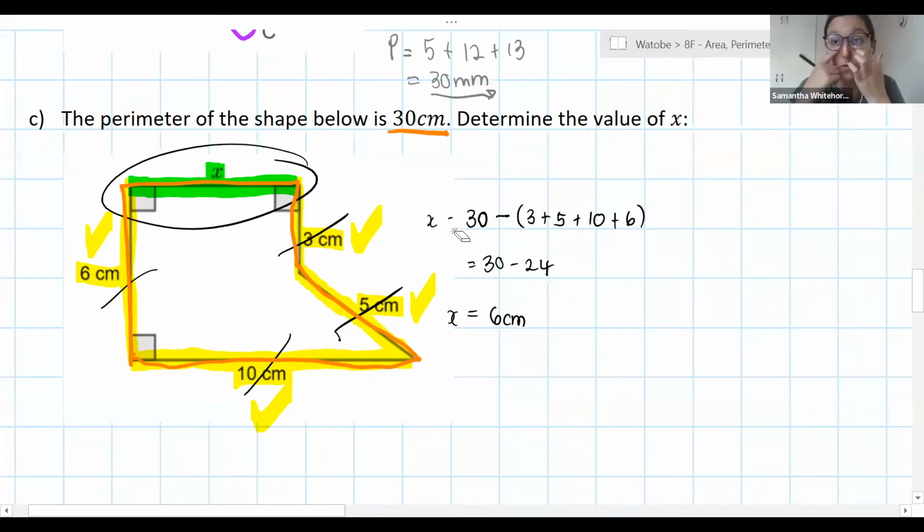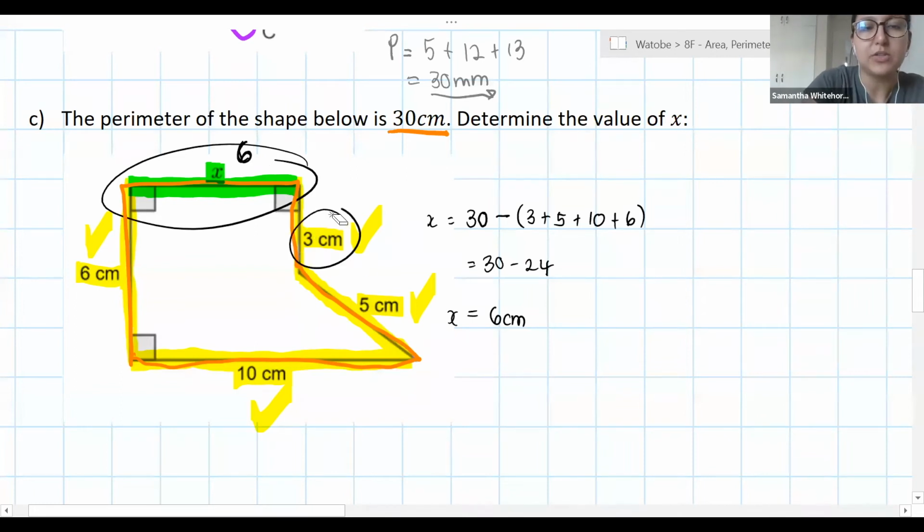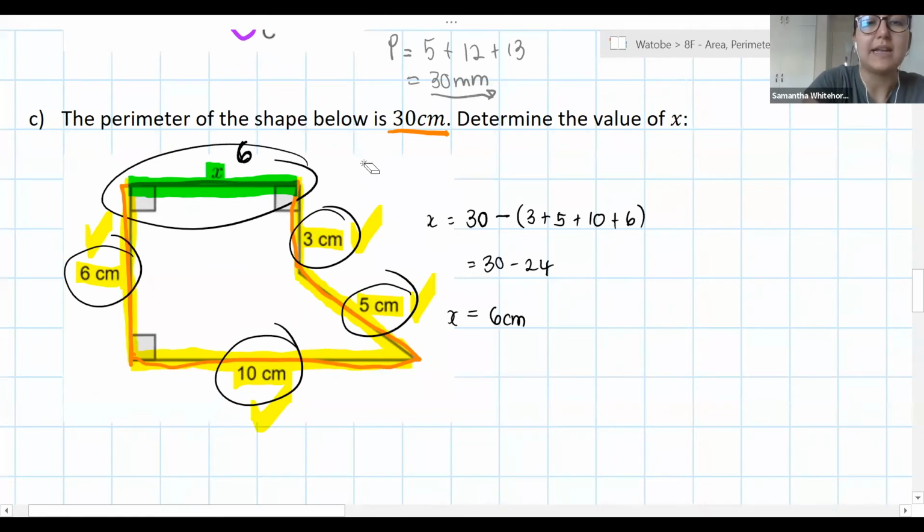So if we take off all of the lengths that we know make up my perimeter, and I'm just left with one, I get what that is. Now I can double check myself. If I add the 6 that I've just worked out x is, plus 3, plus 5, plus 10, plus 6, I get that perimeter of 30. And so I know I've done my calculation correctly in terms of working out my missing length of x.